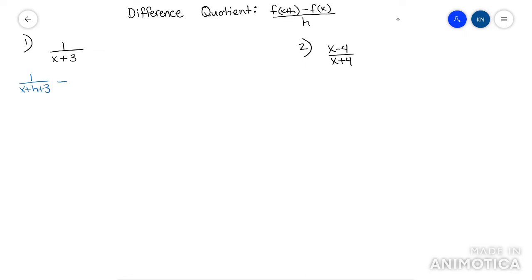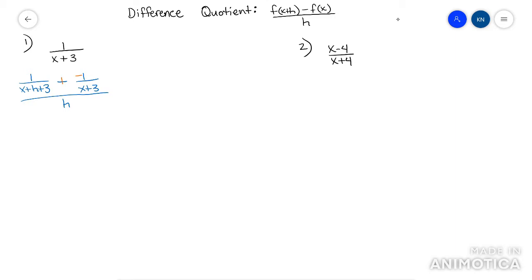Okay, then it's a minus in the middle. Then it's just the original function, 1 over x plus 3. That's all over h. Now, if you watched the previous video, I don't like this minus right here. I change it to a plus, and I distribute it to the numerator of the fraction afterwards.